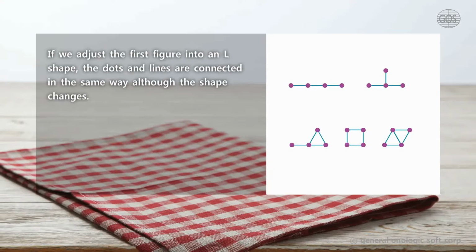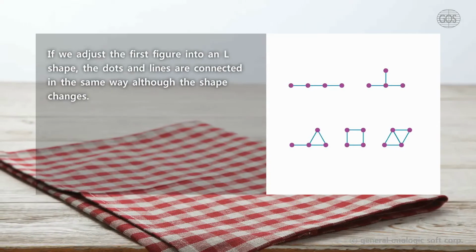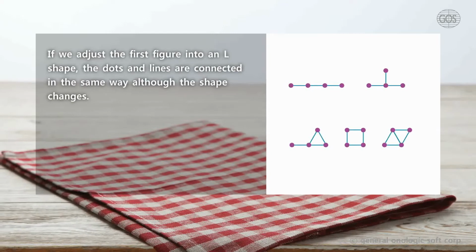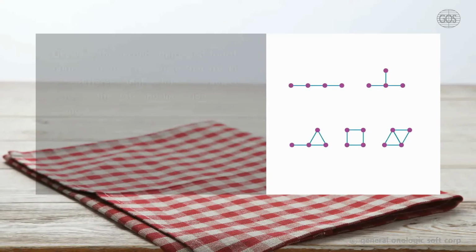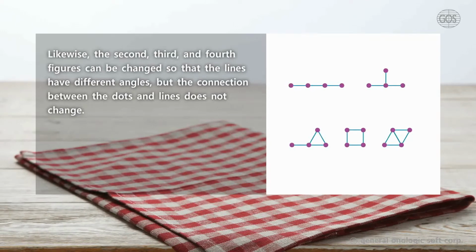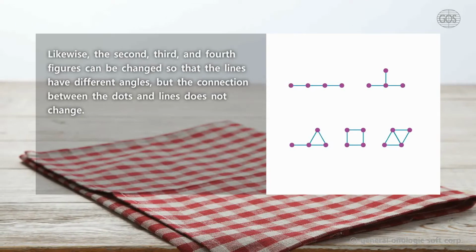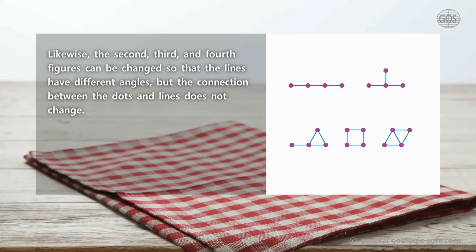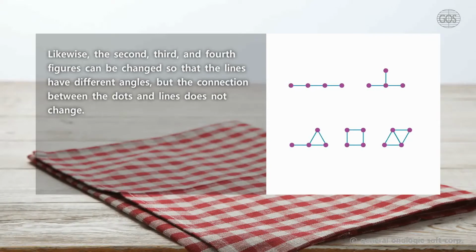If we adjust the first figure into an L shape, the dots and lines are connected in the same way although the shape changes. Likewise, the second, third, and fourth figures can be changed so that the lines have different angles, but the connection between the dots and lines does not change.